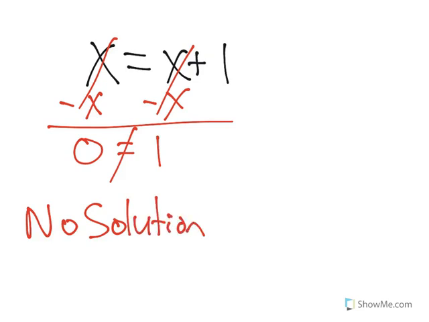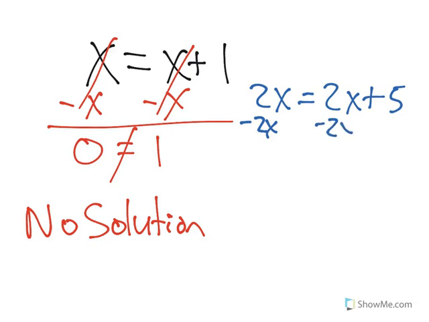Okay, let's take a look at another one, right? 2x is equal to 2x plus 5, right? 2x plus 5 will always be 5 greater than 2x. So if I was to solve this, I'm going to get 0 is equal to 5, right?